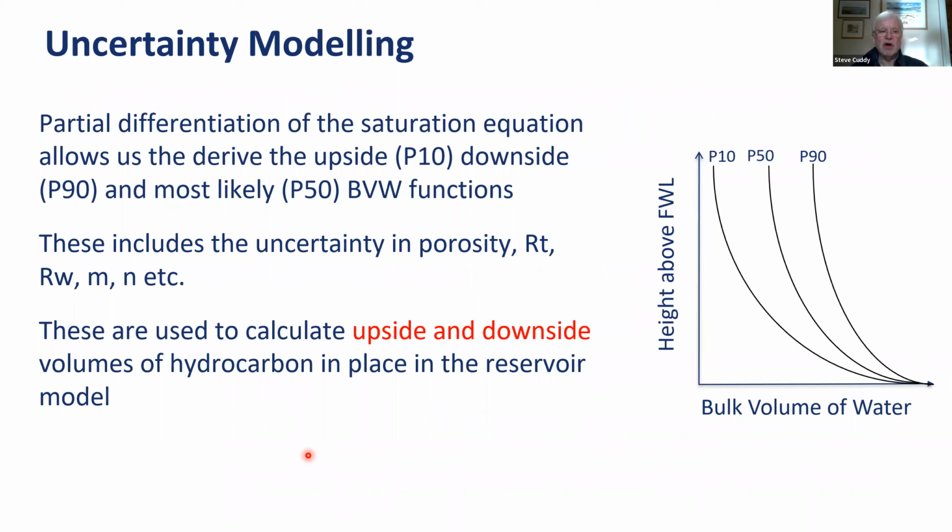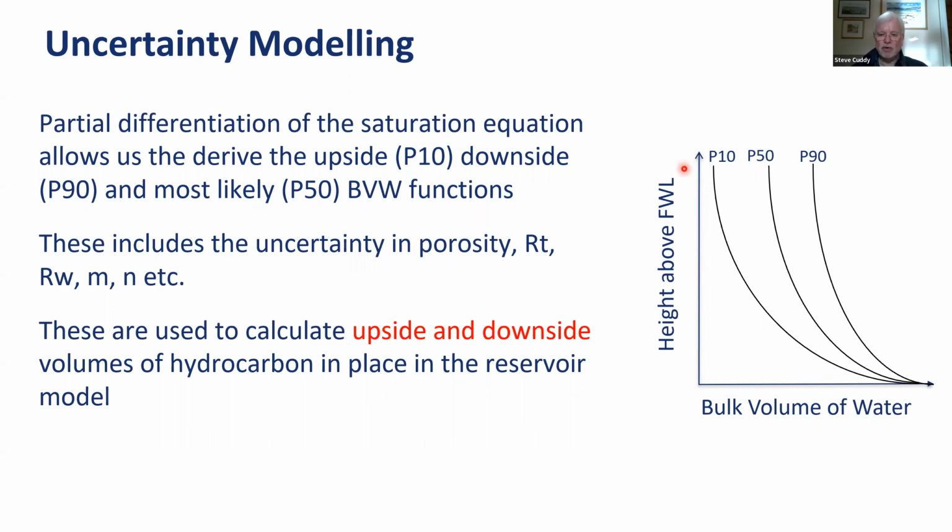Also, the function gives you uncertainty. You'd like to give to the client, the operator, the oil company, some idea of uncertainty in results. So you don't just give them your average function, which is your P50, but you also give them an upside and downside. This can be done by calculating the P10 and P90 functions, where it includes uncertainty in porosity, resistivity, and all your parameters.